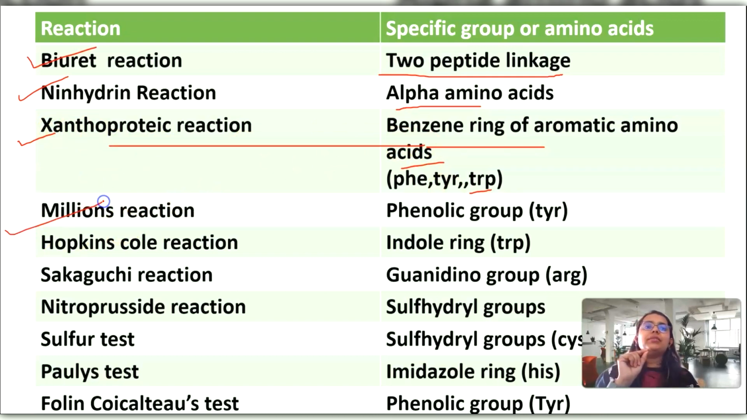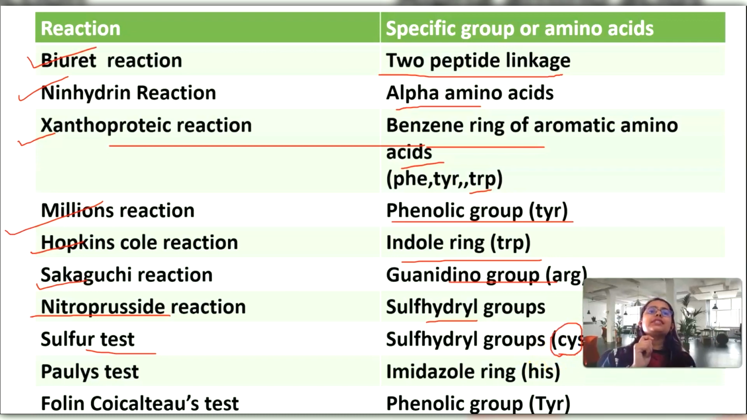Then next is Millon's reaction, for the phenolic group identification. The phenolic group is present in tyrosine. Then the Hopkins-Cole reaction, mostly for the indole ring, that is tryptophan. Then the Sakaguchi reaction, for the guanidino group, that is arginine. Then the nitroprusside reaction, for sulfhydryl groups, identification of SH group containing amino acids. Then the sulfur test, again mostly for the sulfhydryl group identification, but specifically for cysteine.